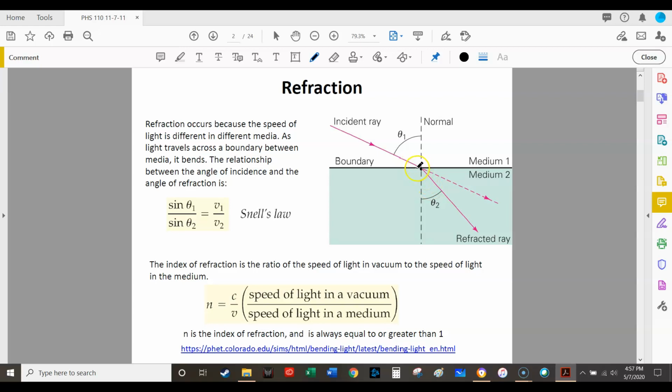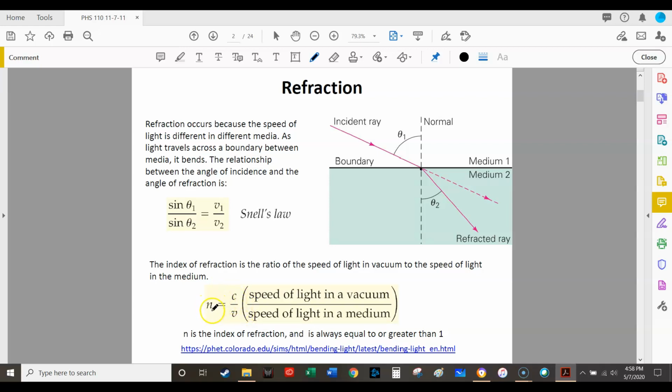So what is happening? Well, Snell noticed that the incident ray is traveling at one speed, and the refracted ray is traveling at a different speed, and that is what determines how far it is bending. So he made this index of refraction, which is a ratio of the speed of light in a vacuum to the speed of light in that actual medium.